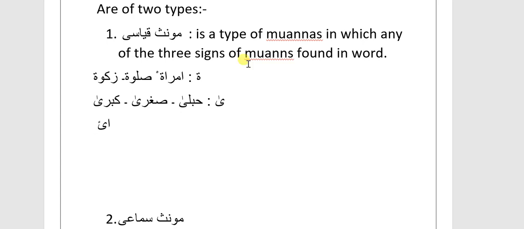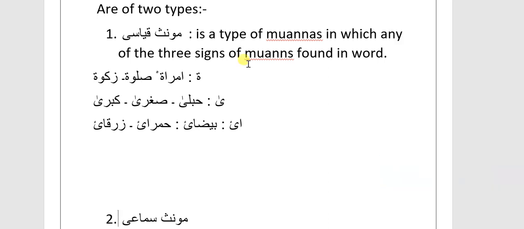So consider this is a hamza. I don't have the actual hamza font on my computer, so that is a ya having hamza on the top. First example is bayza'u. Another example is humra'u. And the last example is zarqa'u. You don't have to worry about the meaning right now. Just remember, I gave you examples of all three signs. These types of muannas in which the actual sign of muannas is present in the word itself are known as muannas qiyasi. Now let's learn about muannas simai.